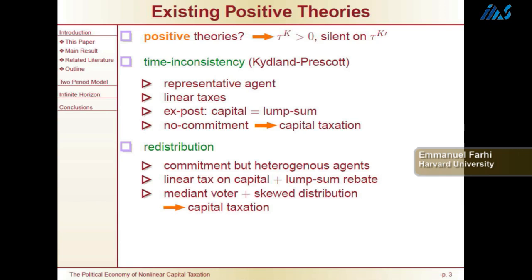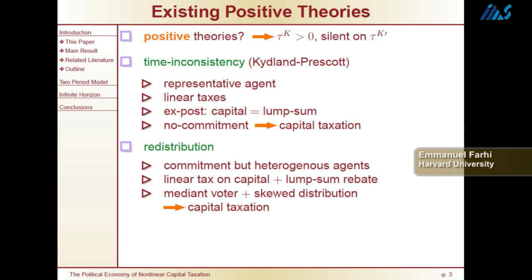And imagine that the only instrument that you have is a linear tax on capital. And the proceeds are not used to finance government expenditures, but are rebated lump sum to the agents. Then if you have a political theory, a way to aggregate preferences where the equilibrium capital tax is decided by the median voter, and if you have a skewed distribution of income, then the median voter will go for capital taxation because he's poorer than the mean, and so he will get some resources that way. So you can rationalize capital taxation from that.